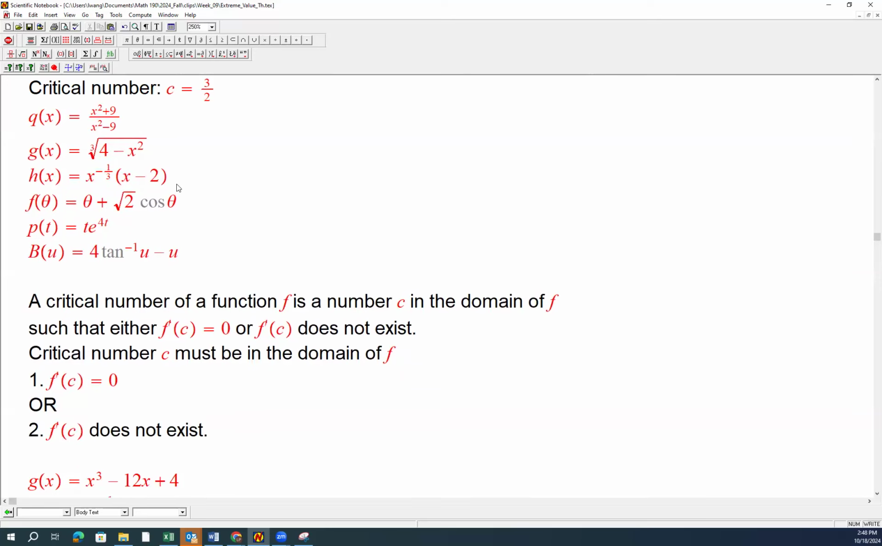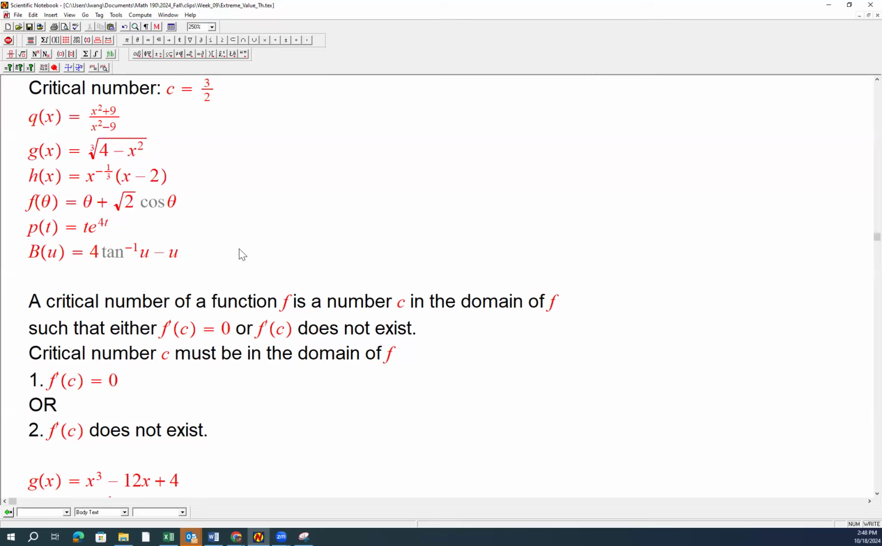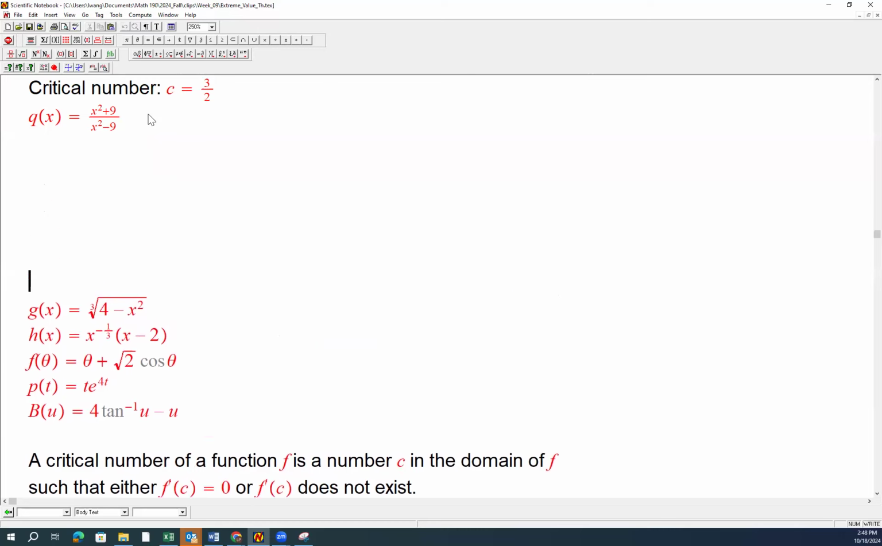Let's do just, I think we did this type. We did not do this type. These are some of the even number questions. So I took some and I deleted some. Let's check out Q of x.